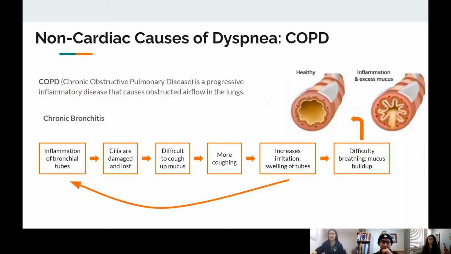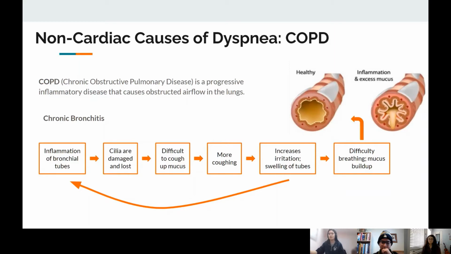And another subcategory of COPD is chronic bronchitis. So bronchitis is inflammatory. So it's inflammation in your bronchial tubes. So these are the airways in your lungs. And this inflammation causes damage to cilia and loss of cilia. And now cilia are these hair-like projections off of the walls of these bronchioles. And what they do is they help to move up mucus to allow you to cough. And so if cilia are damaged, it means it's very difficult to cough up the mucus.